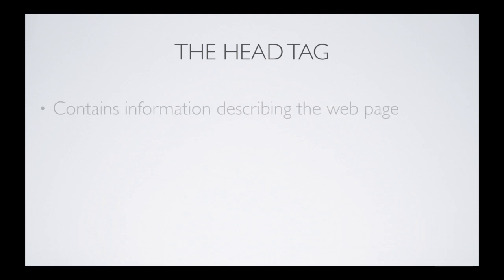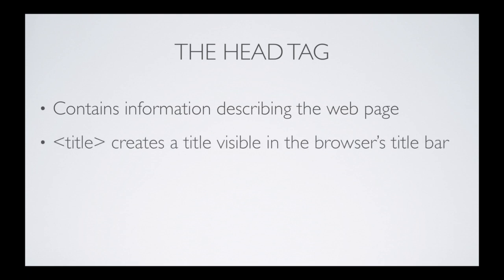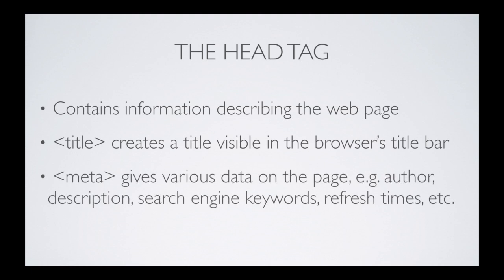Now, the head tag can include information describing the web page. We talked about that before. The title is one of the things that describes the web page. This will appear in the browser's title bar or in a tab in the browser. But the title is not the only thing that can go in the head. For example, another thing that you can put in the head is something called a meta tag. The meta tag gives various data about the page. For example, who's the author, description of the page, search engine keywords, refresh times, that kind of thing.